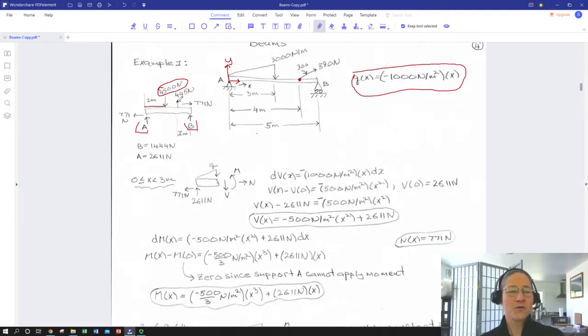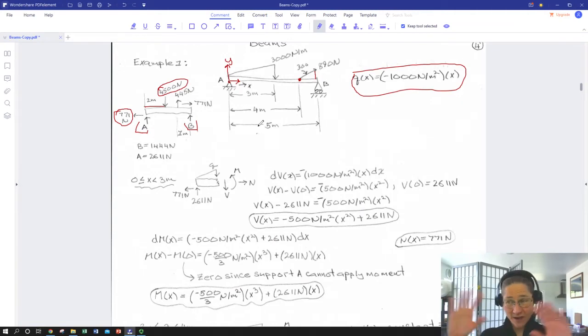So armed with that, we can solve for our support reactions. Vertically, the support at A is giving us 2,611 newtons upward. B is giving us 1,440 newtons upward. Support reaction A is also giving us 771 newtons horizontal, pointing in the negative X direction, because that's necessary to counter the X component of this 890 newton point load.